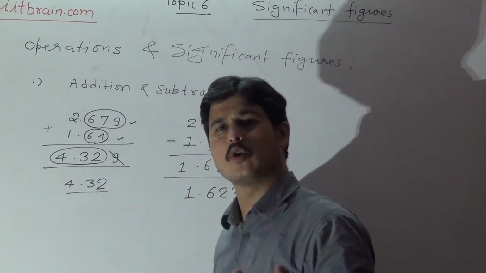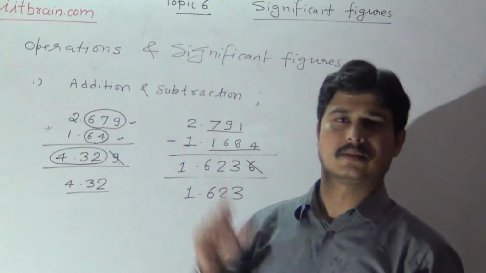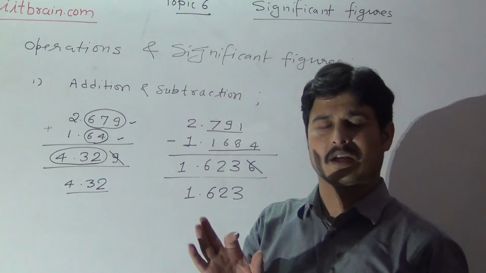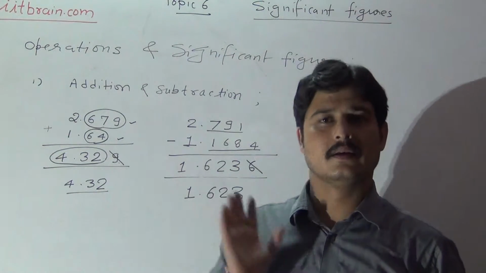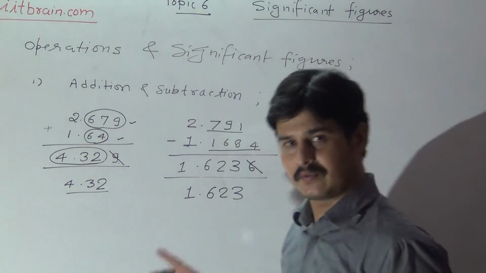So this is the common rule that in addition and subtraction problems, among the numbers you are adding or subtracting, the number with the fewest places after decimal, then up to that place the answer will be considered as significant.